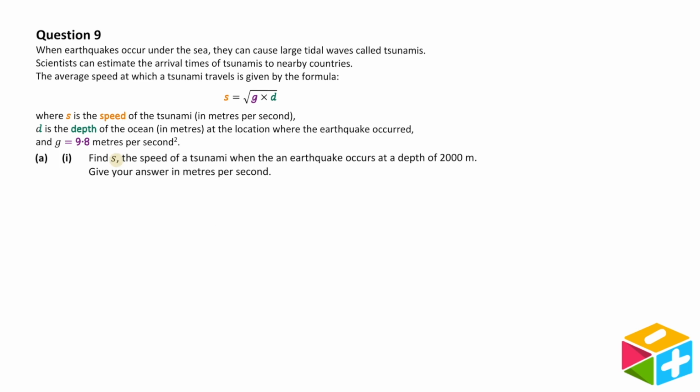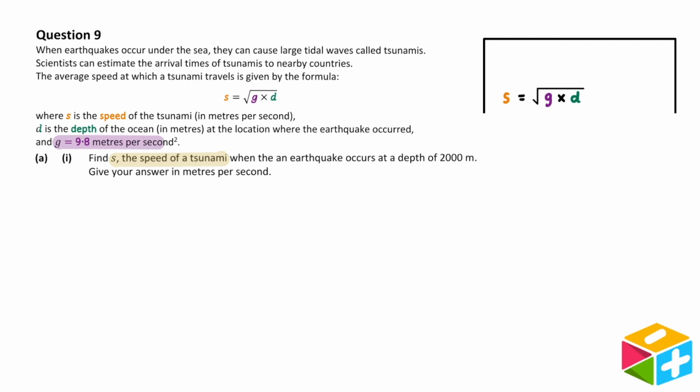We need to find s, the speed of the tsunami. We can find this using the given formula. s is equal to the square root of g times d. To use this, we'll need to identify the values of g and d.